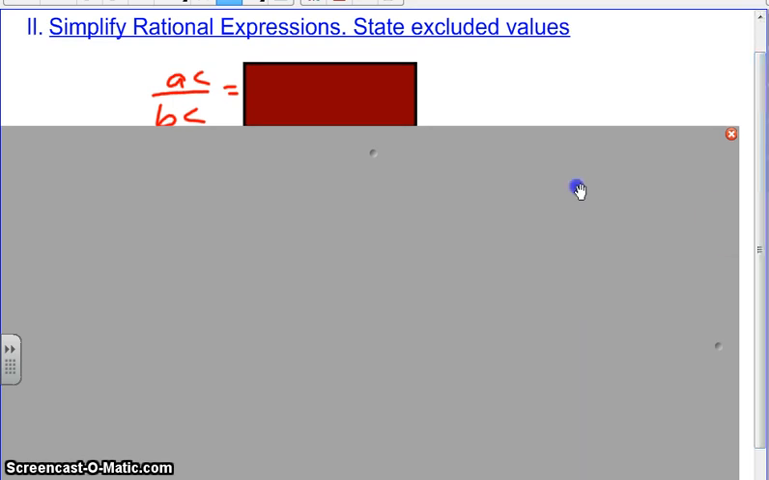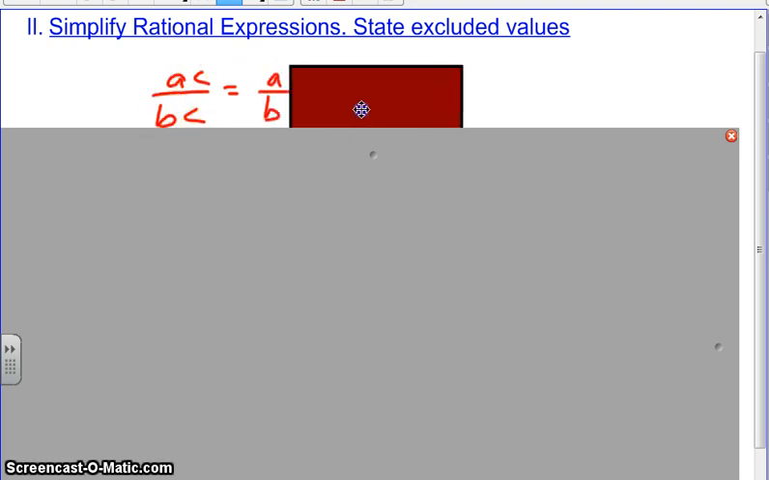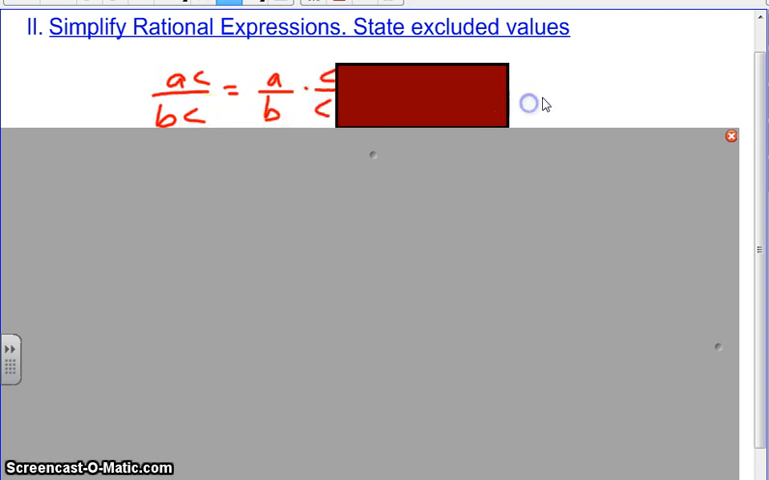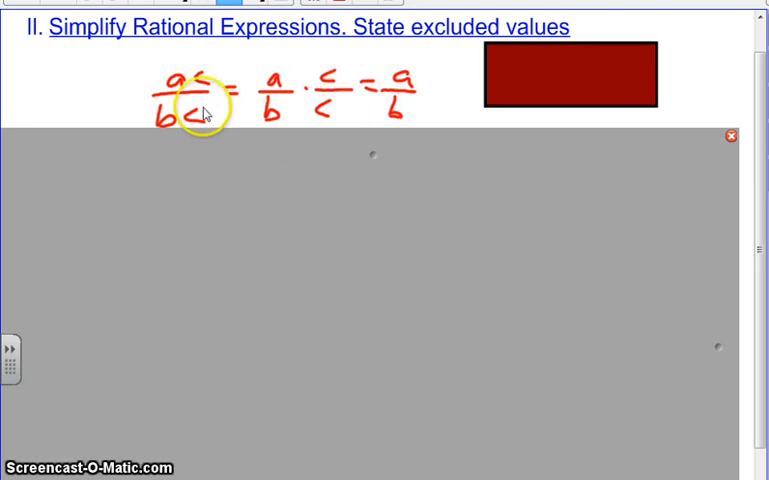We're going to get into some more sophisticated expressions. What can we do with this expression, AC over BC? You can divide out the C, right? And we could call it A over B. However, because the original expression had AC over BC, what may B never be? 0. And what may C never be? Even though it doesn't exist in the original expression, neither of them may equal 0.